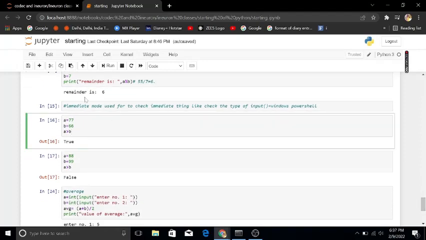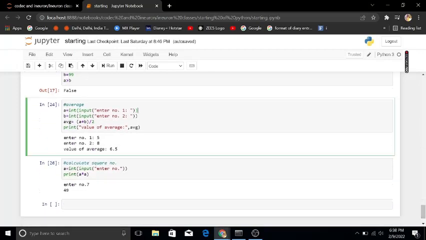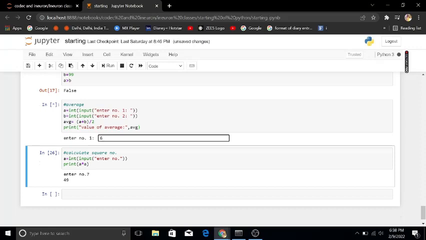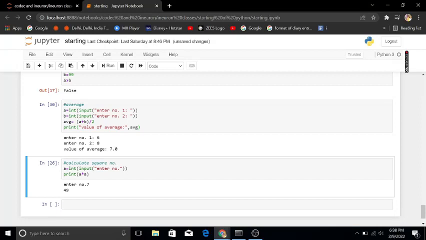Then A equals 77 and B equals 66. Is 77 greater than 66? Yes. So that's why it is coming true, means bool. Okay, so after this, A equals integer of input, enter number 1. B equals integer of input, enter number 2. And average, if we want to check average, as you know guys, average equals 1/2. Okay, average equals half. So average equals A plus B divided by 2. So if I give here 6 and 8, average is 7, right?